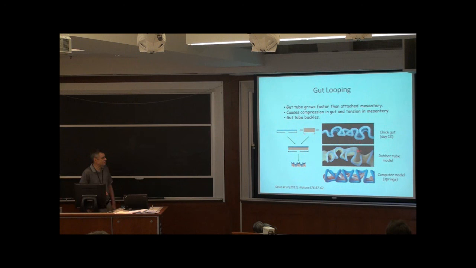And they tested this using a rubber tube model, which they built. They took a rubber tube, stretched out a membrane, glued it to it, and let it go. And this is the shape they got, very similar to the actual chick. And they also used a computer model. This is a spring type of model, but it was in three dimensions, and you can also generate the same kind of shape.